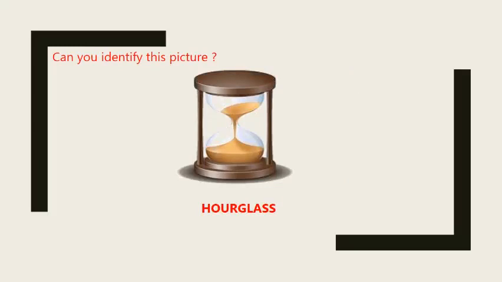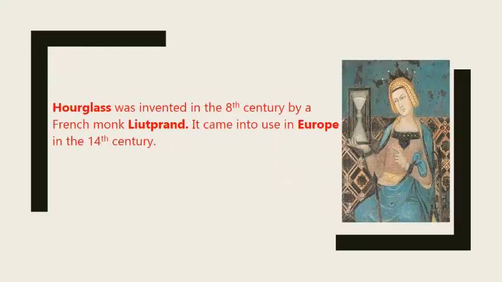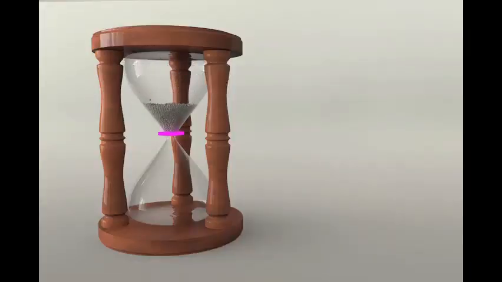Can you identify and name this picture? Correct. It is an hourglass. So let's learn about the hourglass in detail. The hourglass was invented in the 8th century by a French monk, Liutprand, and it came into use in Europe in the 14th century. It consisted of two glass bulbs connected vertically by a narrow neck that allows the sand to flow from the top vessel to the lower vessel.